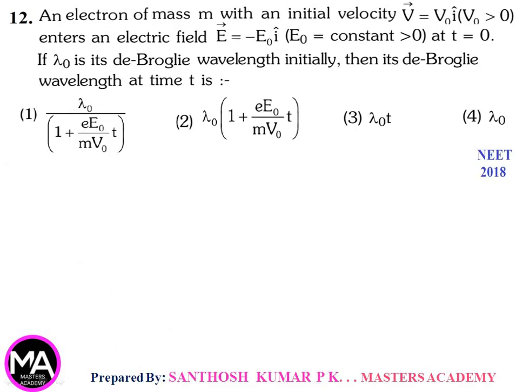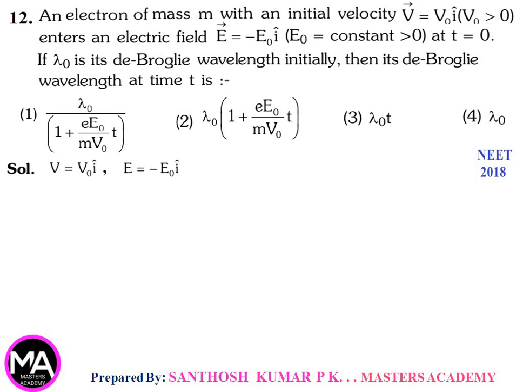So next problem. An electron of mass m with an initial velocity vector v is equal to v0 into i cap, where v0 is greater than 0, enters an electric field, vector E is equal to minus E0 into i cap, where E0 is again a constant greater than 0, at t is equal to 0. If lambda naught is its de Broglie wavelength initially, then its de Broglie wavelength at time t is. So here it is given in terms of initial velocity, so you have to take the concepts of velocity also.